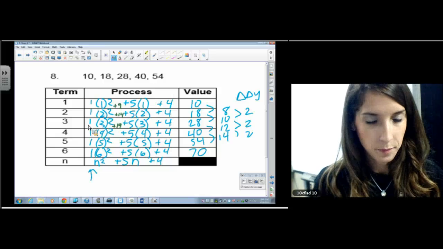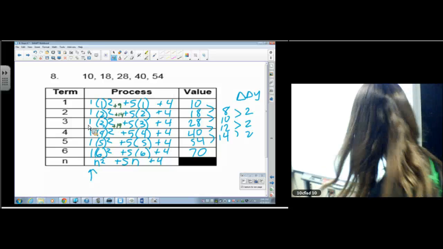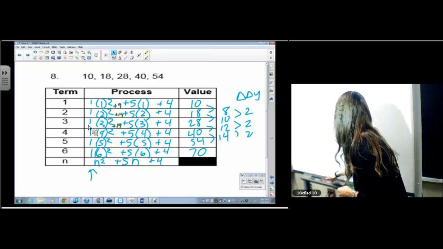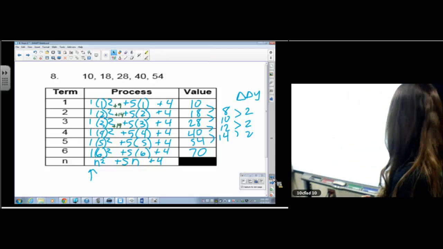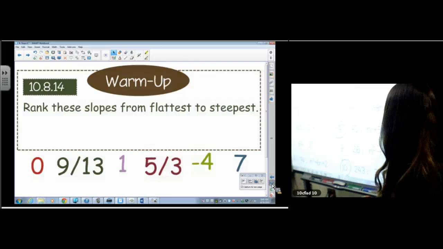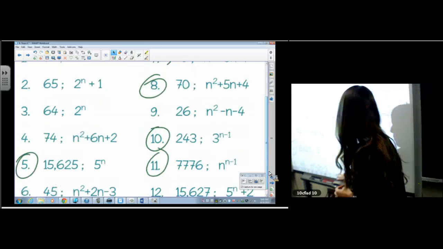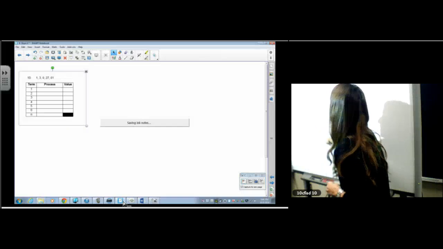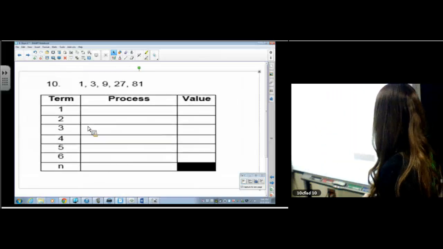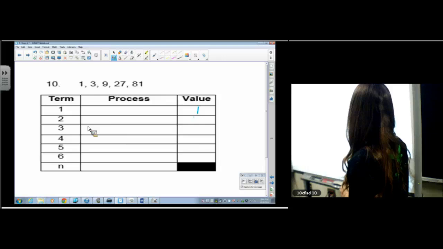Okay? All right. Next one that we're going to do is 10 and 11, and then we'll move on to today's lesson. Number 10. Okay. As usual, you fill in your values and you do delta y.